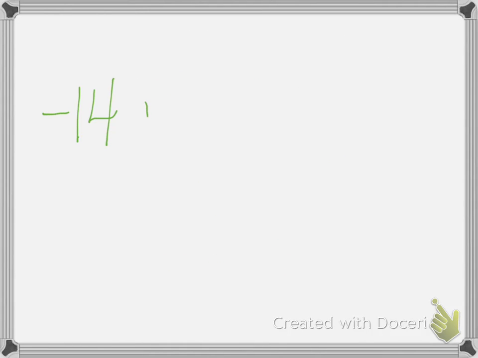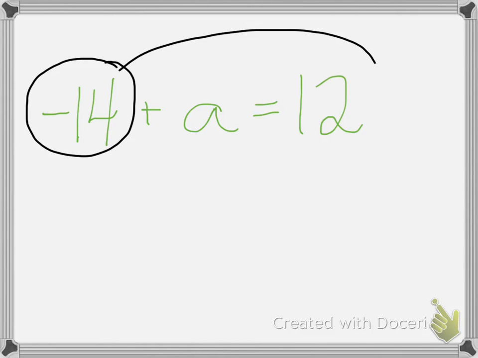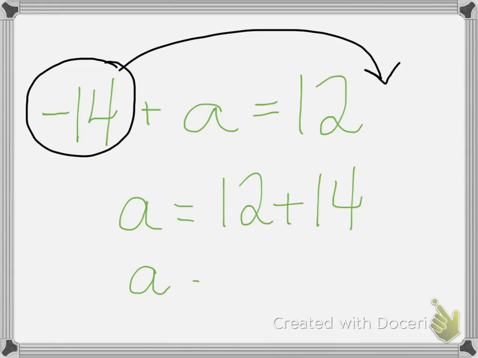Next one, let's take a peek at this guy. So we have negative 14 plus a equals 12. So what do we need to move over? Well, we could move the 12 over, but if we move the 12 over, we're going to have to move the a. So why don't we move the negative 14 over? So move the negative 14 over, it's going to become a positive 14. So we have a equals 12 plus 14. When we put those guys together, a equals 26.